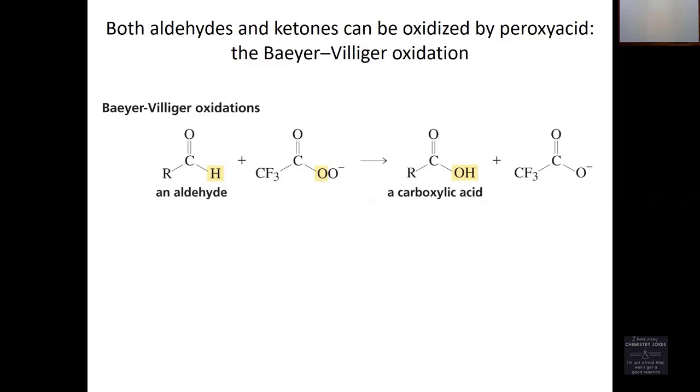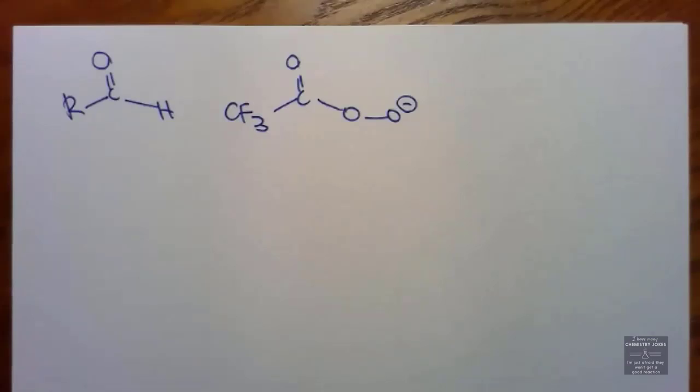So this says aldehydes and ketones can be oxidized by a peroxy acid. When those are oxidized by a peroxy acid, that's called the Baeyer-Villiger oxidation. As you can see in this reaction, that aldehyde becomes a carboxylic acid. How the heck does that happen? Let's draw it. So aldehydes can be oxidized by peroxy acid.